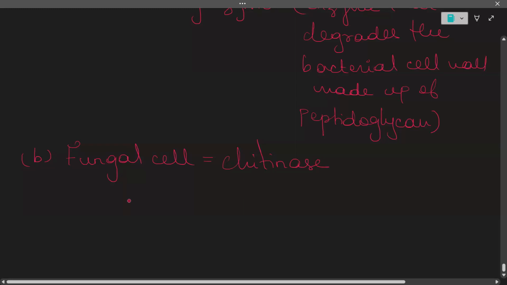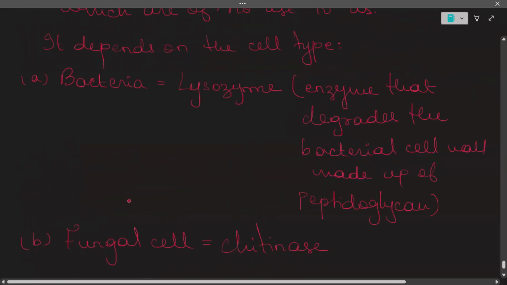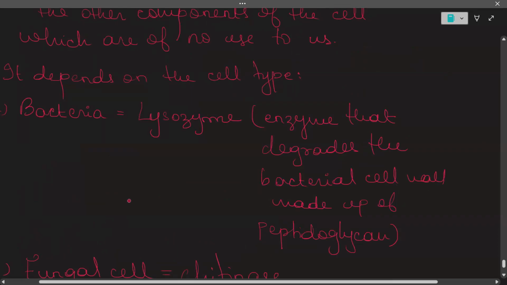Also, we'll talk about the plant cell. The plant cell wall is made up of cellulose, all of you know that. So the cellulose can be degraded with cellulase enzyme. We'll discuss more about it in the next class. But have you people understood the basic mechanism, that you are degrading the cell wall because you don't need every component of the cell?